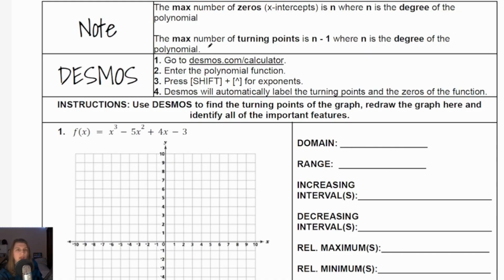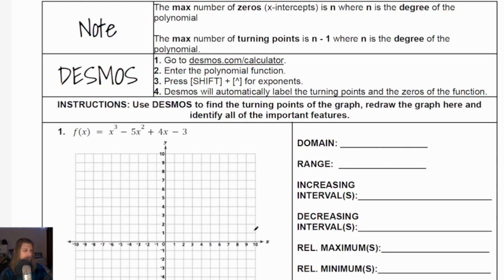So our next thing is we need to go to Desmos, because some of these functions are really hard to graph by ourselves unless we can factor them perfectly, which isn't always easy. So what I want you to do is go to desmos.com/calculator. We've used this before, but we're going to continue to use it. You're going to enter the polynomial function, and the way you do exponents is you hit the shift key on your keyboard and the caret, which is right above the 6, and then Desmos will automatically label the turning points for you. It's great.